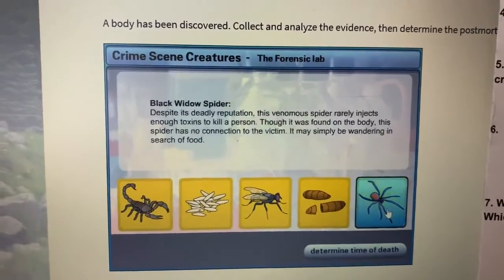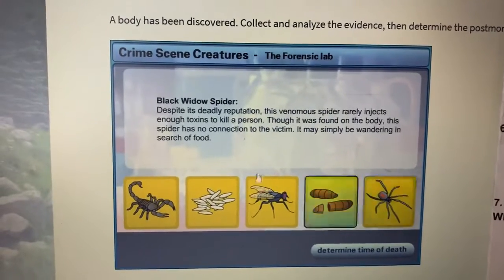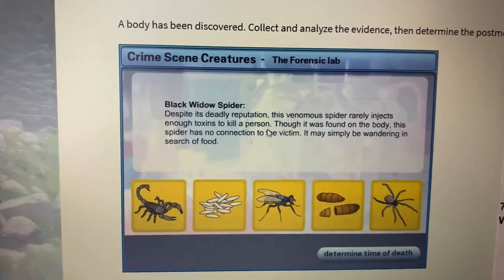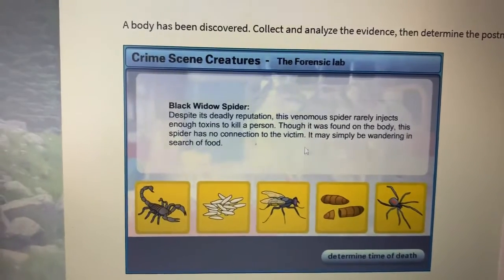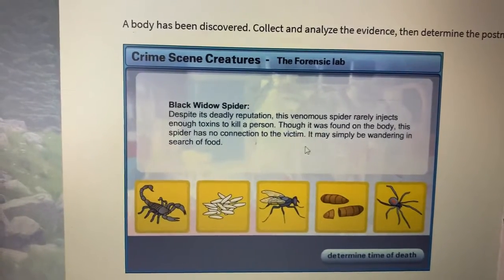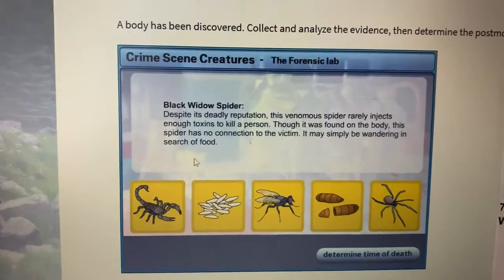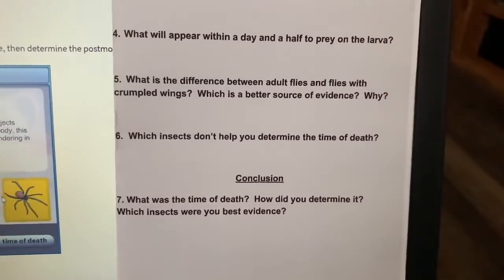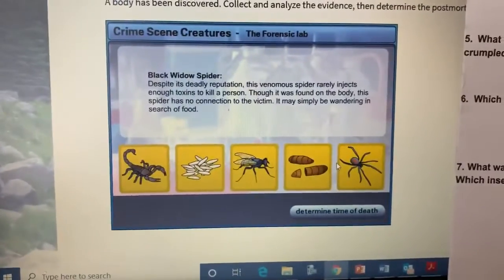Okay. Then a spider. So despite its deadly reputation, this venomous spider rarely injects enough toxins to kill a person. Though it's found in the body, this spider has no connection to the victim. It may simply just be wandering around searching for food. So kind of the same thing as a scorpion. It can be added to our insects that don't really help us determine time of death because it's probably just there to eat other bugs.